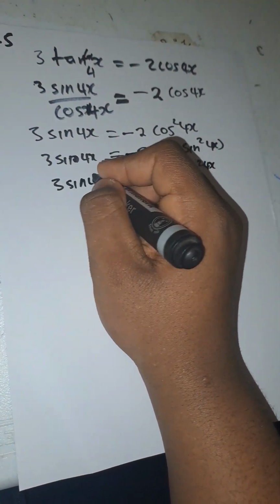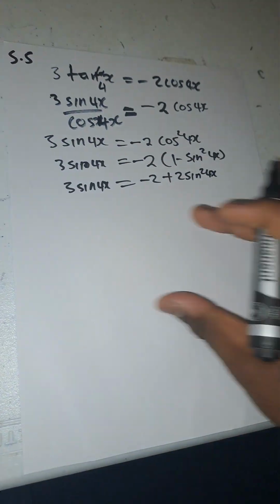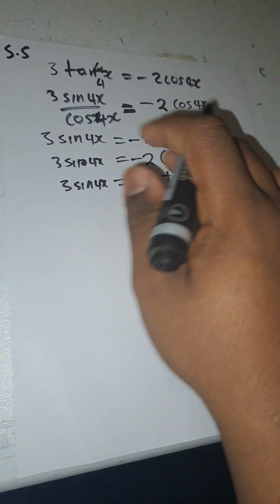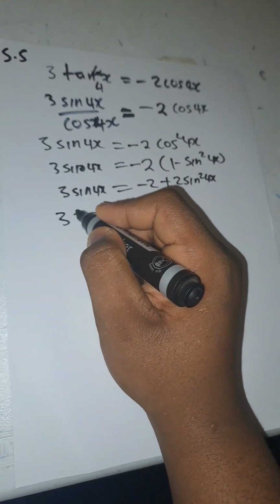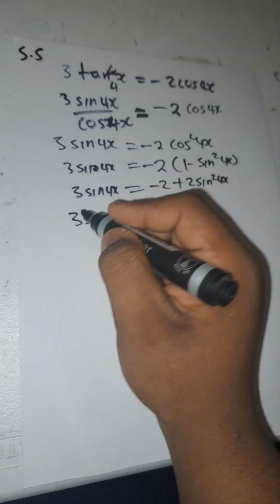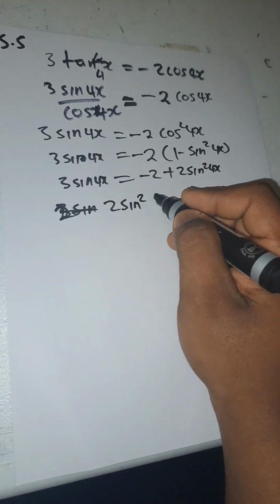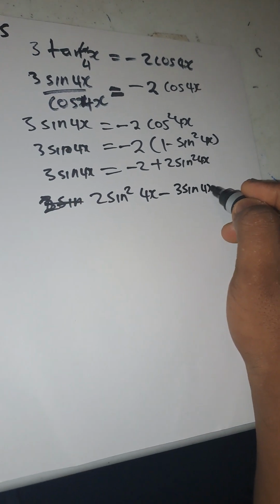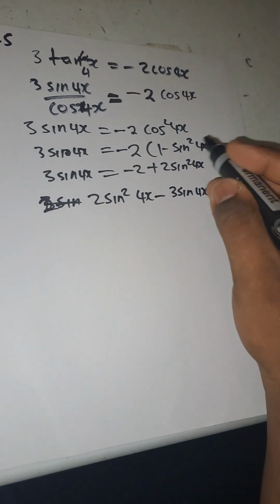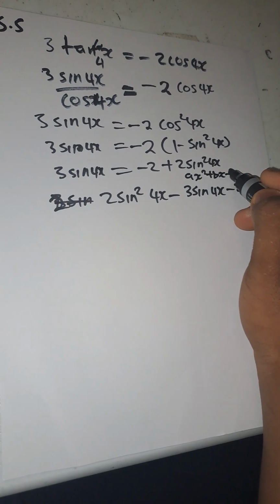Now, let me put it as a quadratic, since I can see that I can form a quadratic there. So it will be 2 sine squared 4x minus 3 sine 4x minus 2 is equal to 0. I'm simply following that order, ax squared plus bx plus c. You see?